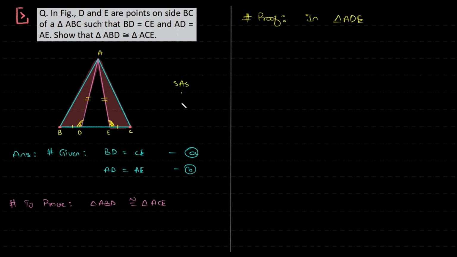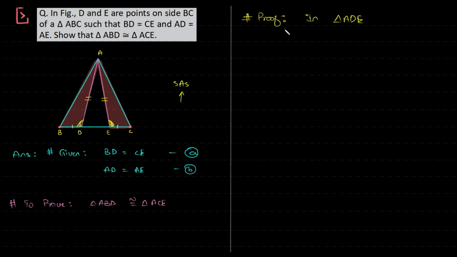To prove that this angle, the included angle, and this angle are equal, we have to make use of triangle ADE. How can we make use of triangle ADE is the question to you guys. So what do you tell? What is the answer from your end? I hope you guys have tried.